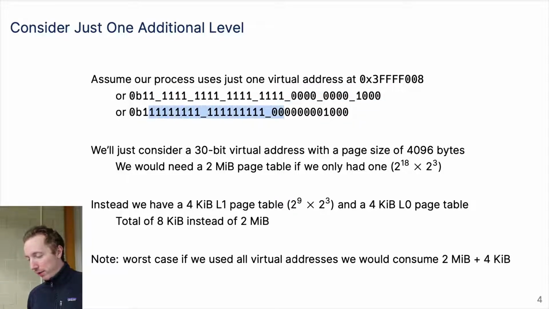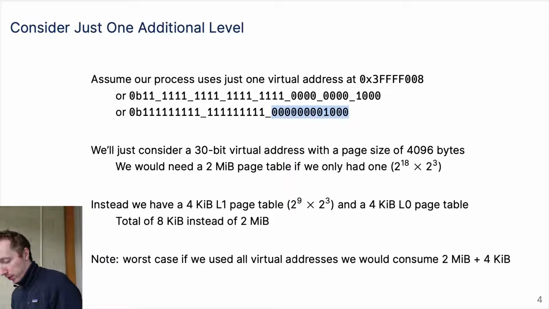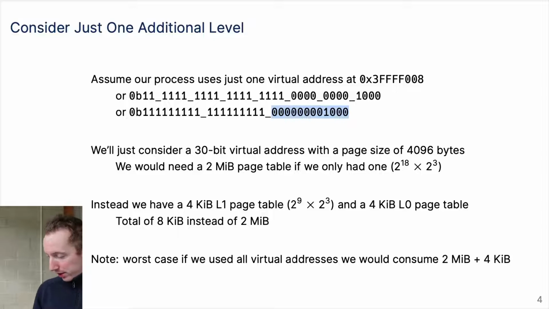Or if you separate it out for our L1 index, it would be the 9 top bits. So it'd be 111111111, and then the next 9 bits are 111111111, and then the last 12 bits, which correspond to the offset, is 0000 and then 1000. So this is a 30-bit virtual address, so we're just using 2 levels of page table.